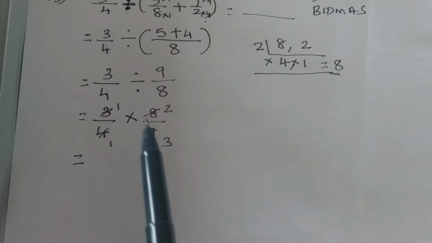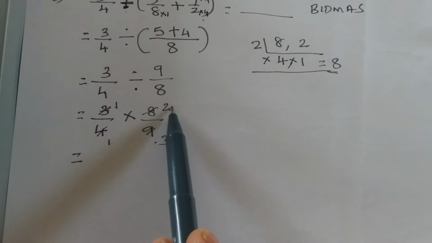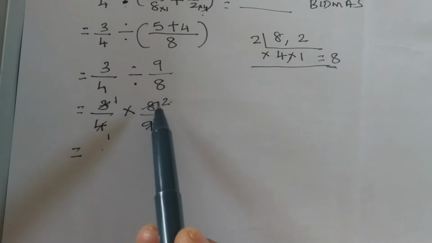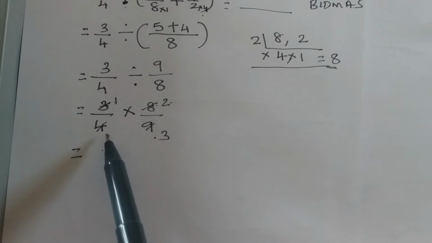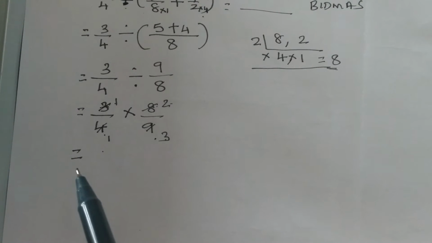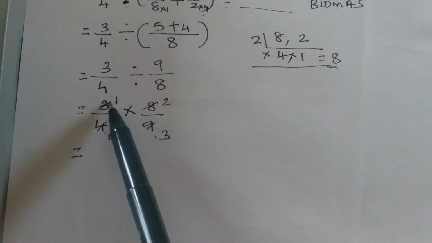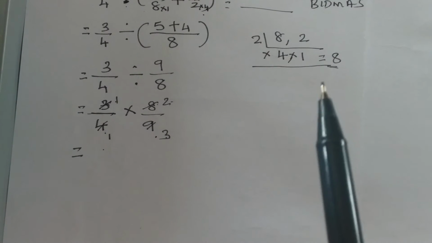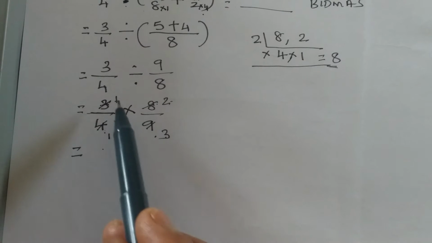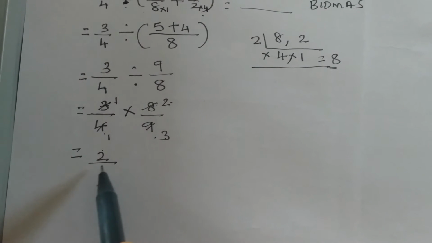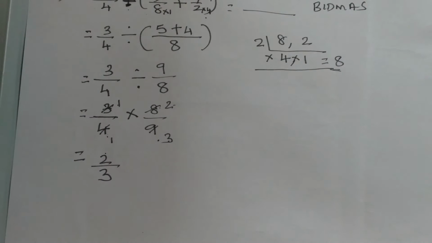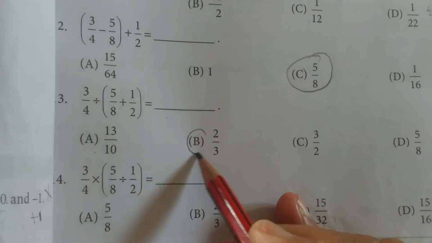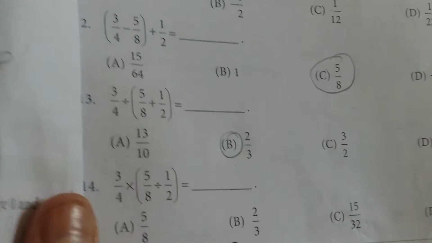Both are prime numbers. So now multiply both the numerators and multiply both the denominators. The operation between the numerators is multiplication. The operation between the two denominators is also multiplication. The operation between a numerator and a denominator is division. Only then can we cancel them. So 1 2s are 2, 1 3s are 3. This is the answer. So for question number 13, we got 2 by 3. Option B is the answer for question number 13.